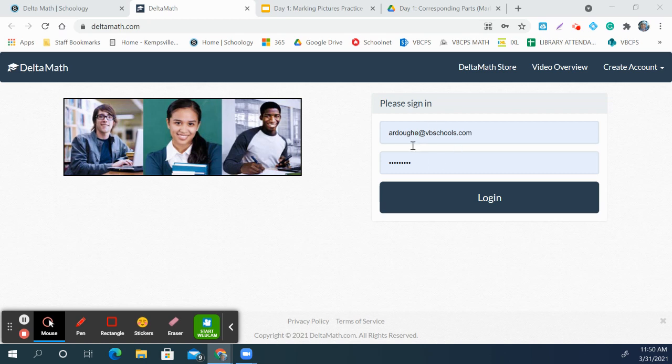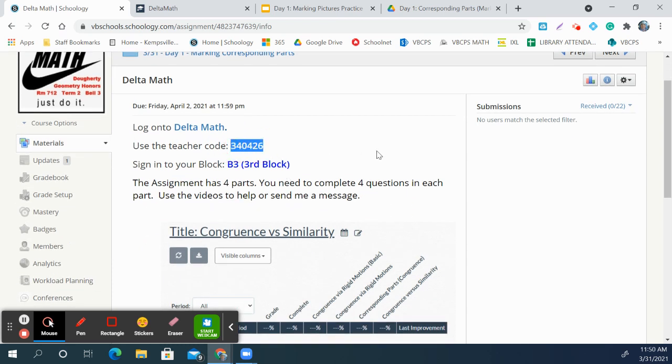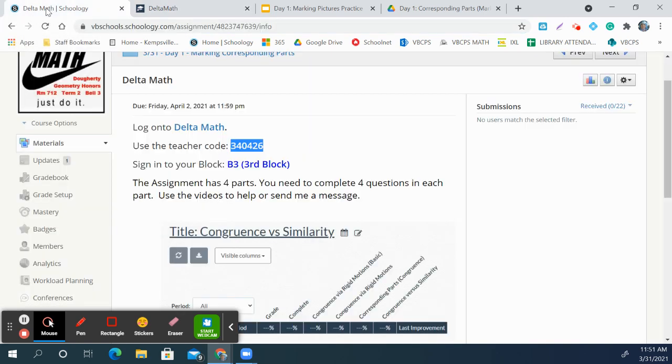So try to go to Delta Math. You're going to sign in with your username, and when it asks you for a teacher code, put in that teacher code. You might need to make an account, maybe create an account over here. If you already have an account from another math teacher, make sure you put in the teacher code that I gave you. The school doesn't push your account information, so you can make it whatever you want. Then put in my teacher code that's right here.